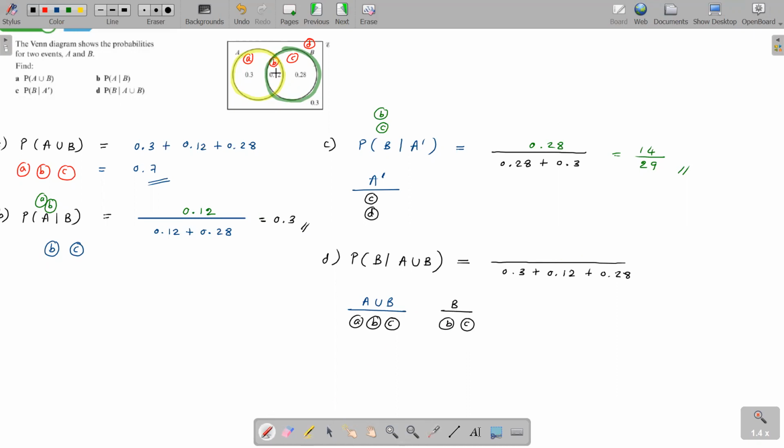So B probability is 0.12. C probability is 0.28. All right, guys. So this is how you get the answer. So what's the final answer? Let's get it. So the answer is 4/7. You can give it as a 3 decimal, but make sure you give the significance. Okay, so I hope this is clear.